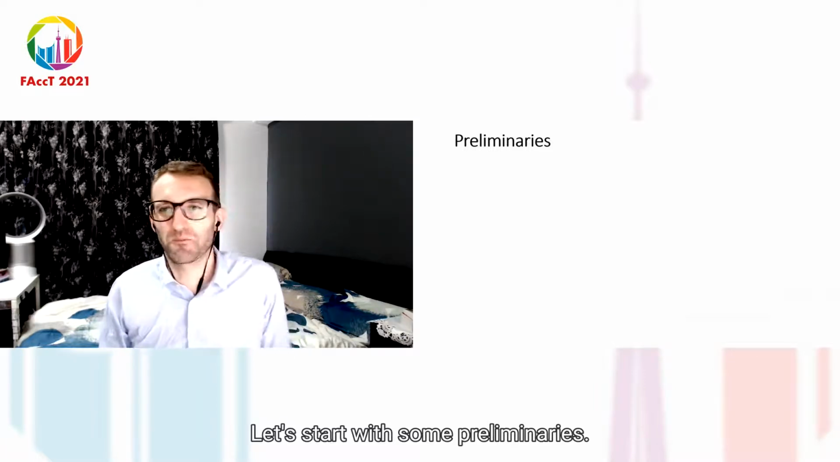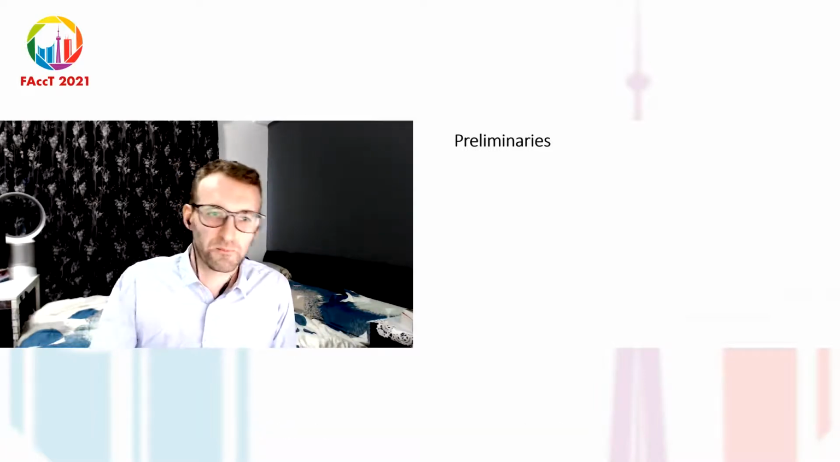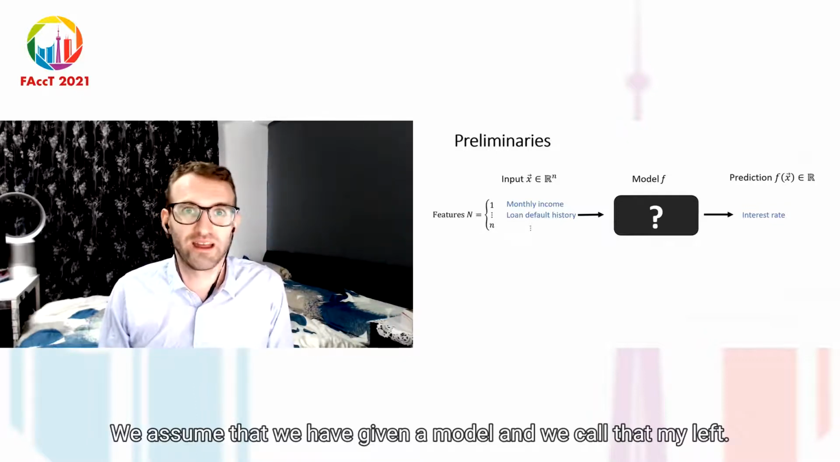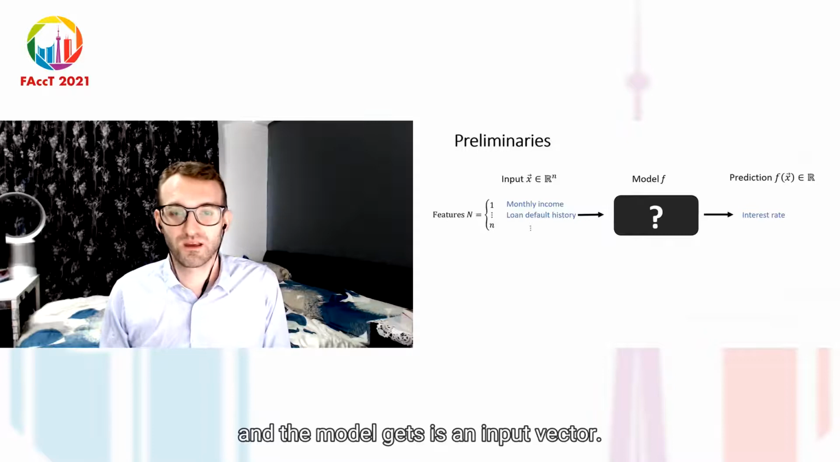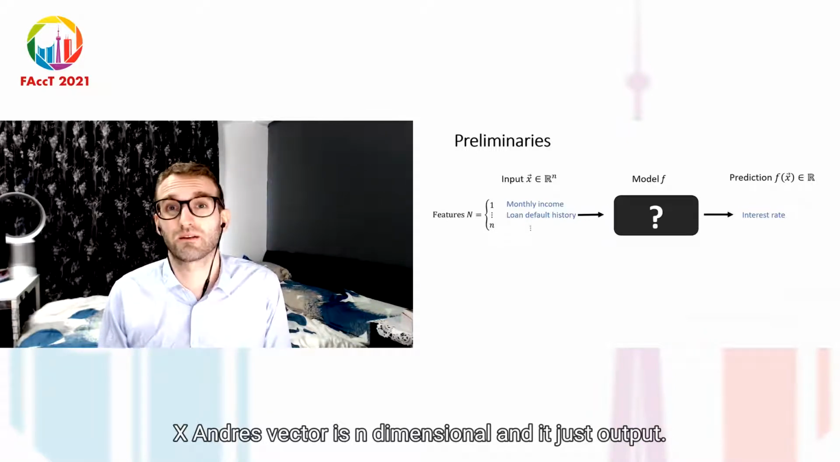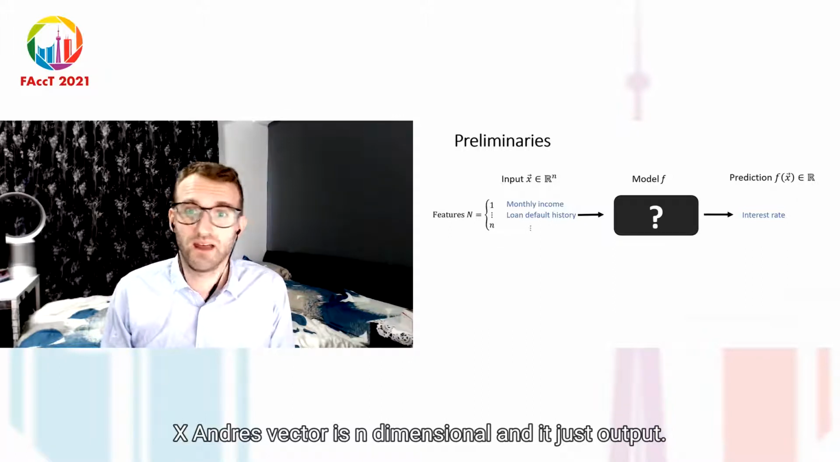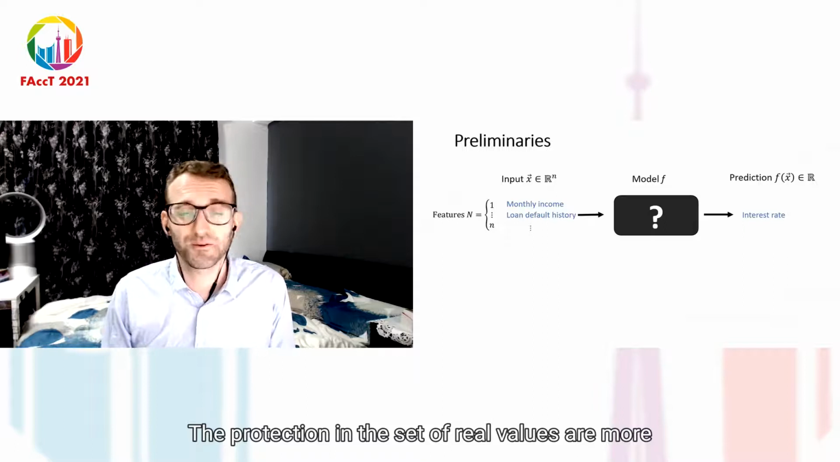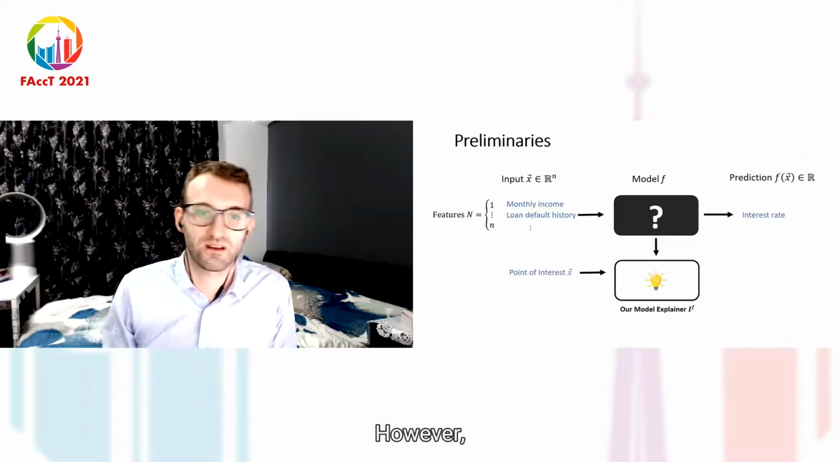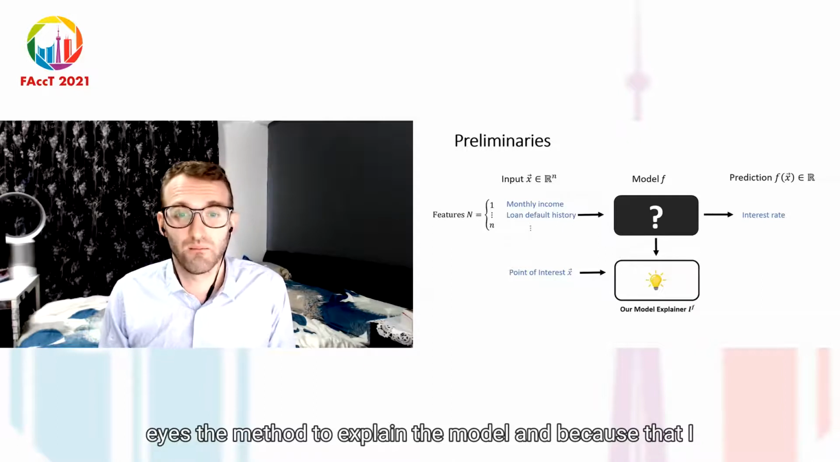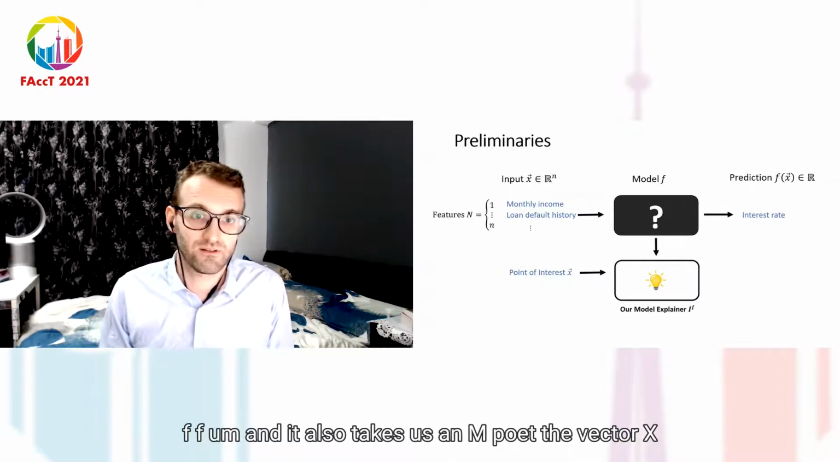Let's start with some preliminaries. We assume that we are given a model, and we call that model f. The model gets as an input a vector x, and this vector is n-dimensional. And it just outputs a prediction in the set of real values R. More interesting, however, is the method to explain the model, and we call that I of f.